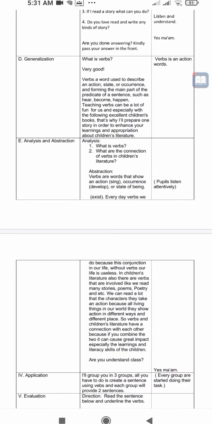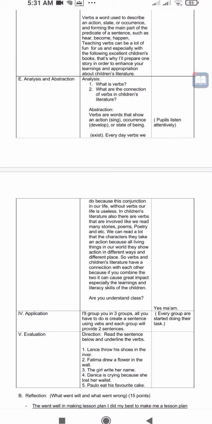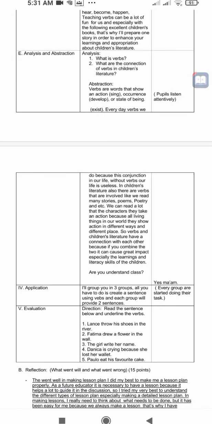In the part of abstraction, the questions in the analysis are answered. The teacher provides the meaning of verbs and the connection of verbs. Verbs are very important because we do this every day, and verbs are a conjunction in our life. Without verbs, our life is useless. We always use verbs wherever we go. When we speak, we take action, and when we walk, we take action. That is why verbs are important.